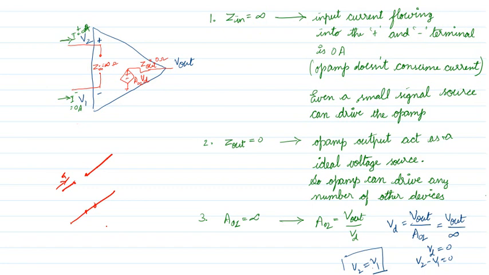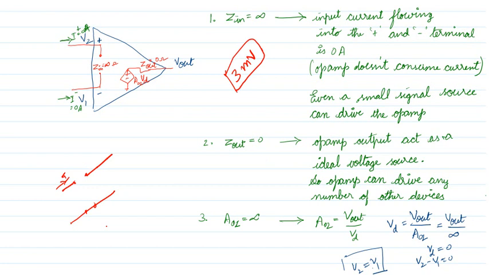Assume you are using some sensor whose output voltage is very small, like 3 millivolt. It's a very small value, 3 into 10 power minus 3. If you connect this 3 into 10 power minus 3 sensor to the op-amp, that signal will definitely move into the op-amp without any loss. Next, what about output impedance being 0?